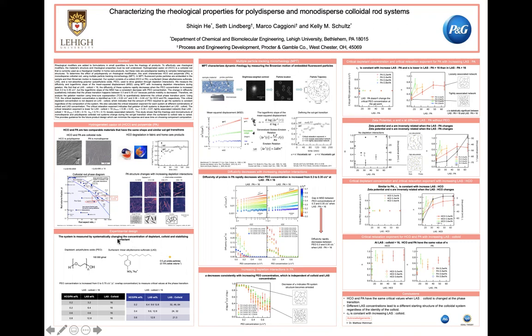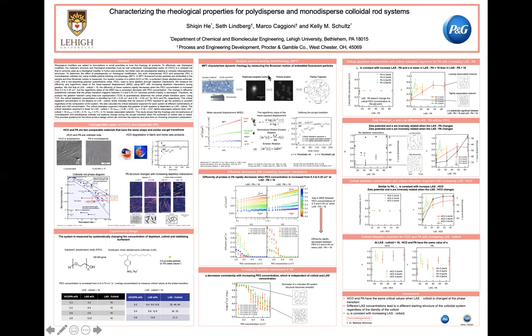The system is measured by systematically changing the concentration of the depletant, polyethylene oxide (PEO), the stabilizing surfactant, linear alkyl benzene sulfonate (LAS), and the colloid, HCl or PA. According to our measured data, we separate the experiments into two regimes: LAS to colloid equal to 16 and LAS to colloid greater than 16.